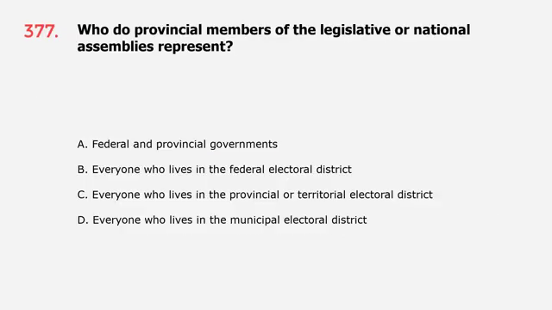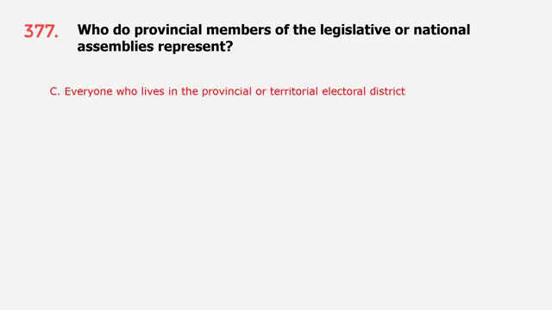Question 377. Who do provincial members of the Legislative or National Assemblies represent? A. Federal and provincial governments. B. Everyone who lives in the federal electoral district. C. Everyone who lives in the provincial or territorial electoral district. D. Everyone who lives in the municipal electoral district. The answer is C. Everyone who lives in the provincial or territorial electoral district.